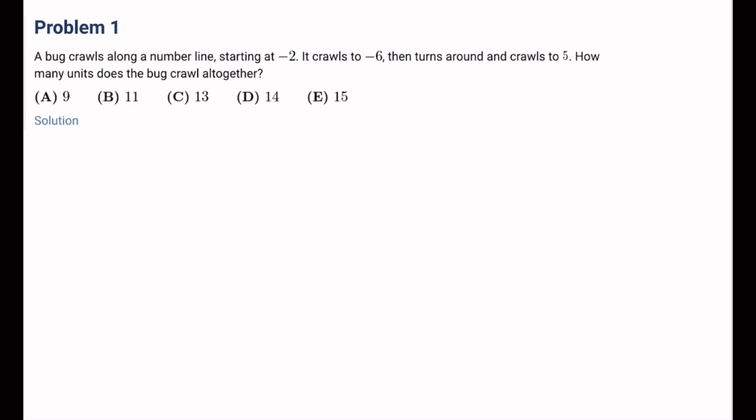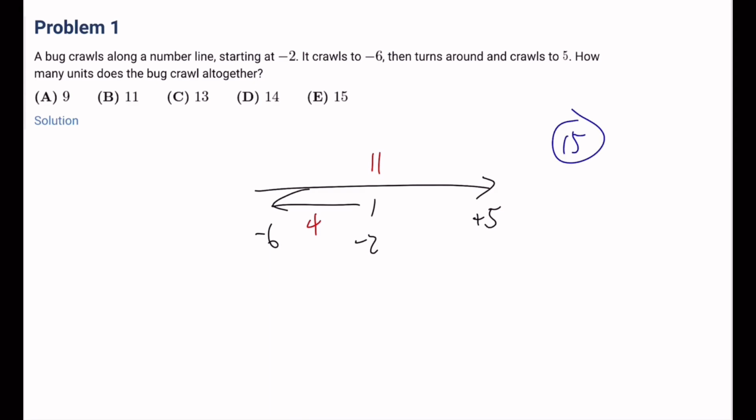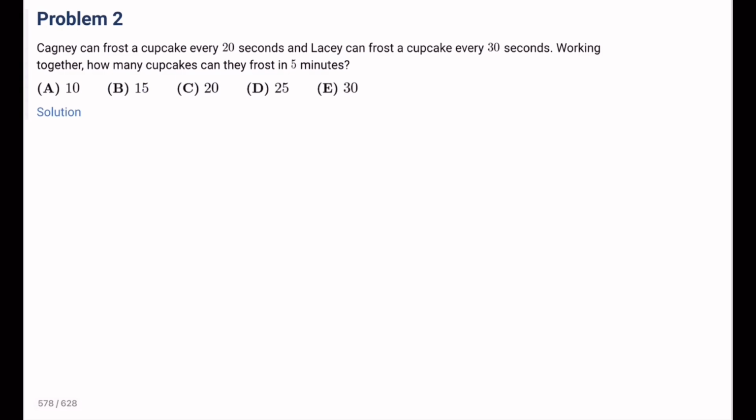First problem: a bug crawls along a number line starting at -2, crawls to -6, then turns around and crawls to 5. How many units does the bug crawl altogether? Okay, so it starts at -2, and then it goes to -6, and then it comes around to +5. So this is 4, and this is 11. That gives us 15 units. The answer is E.